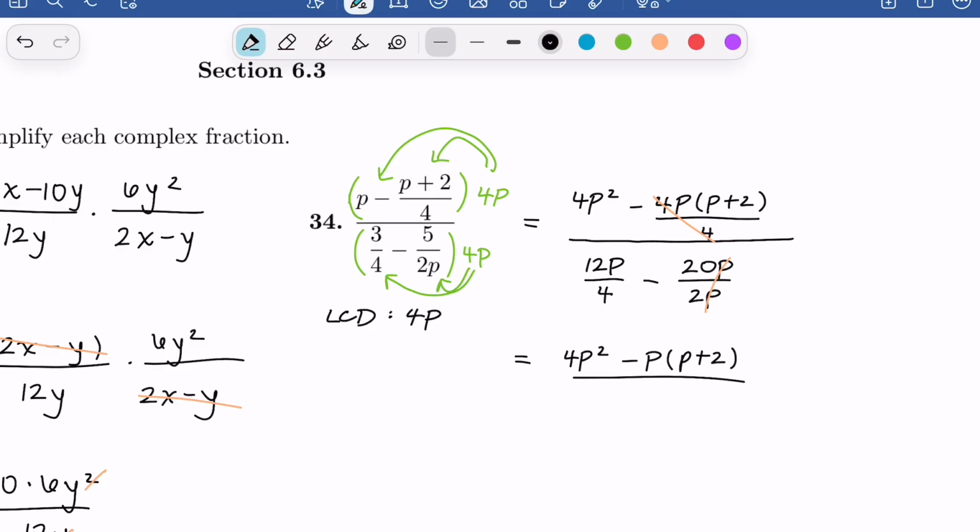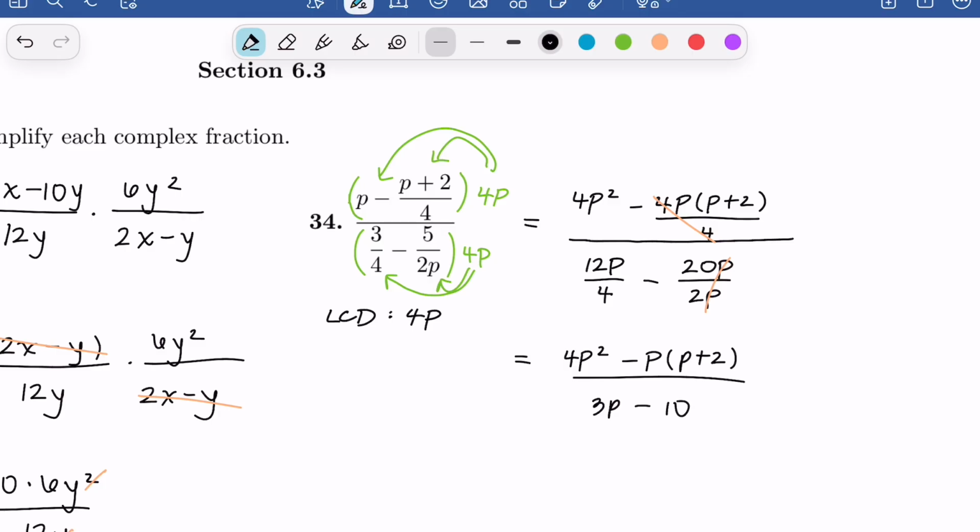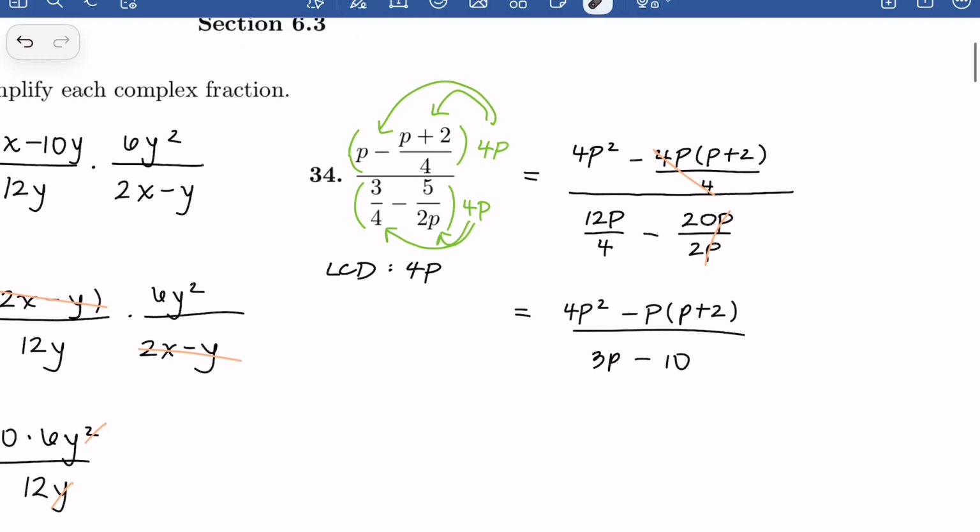Right. Now then in our denominator, we have 12p divided by 4. That's going to give us a 3p. And then again, these p's cancel, so I'm just going to have 20 divided by 2, which is going to give me 10. So again, in that one step, we got rid of these fractions in our numerator and denominator of this complex fraction.